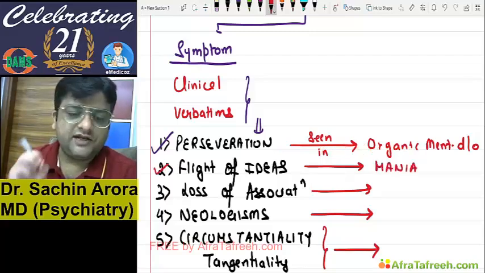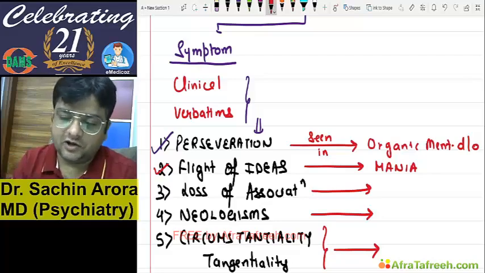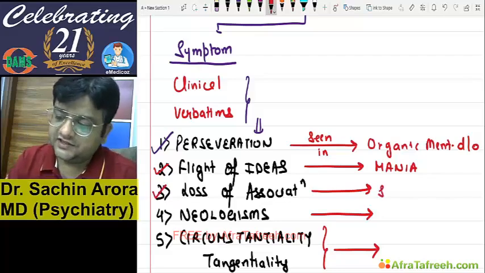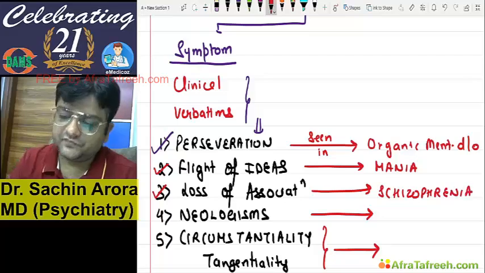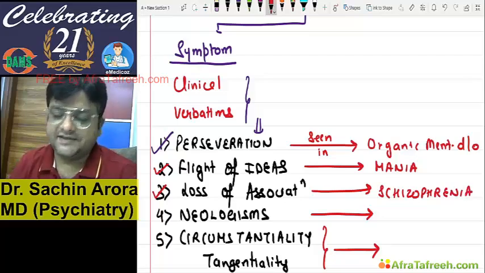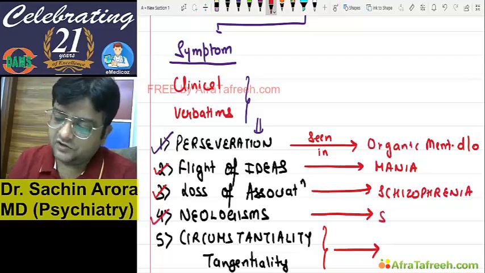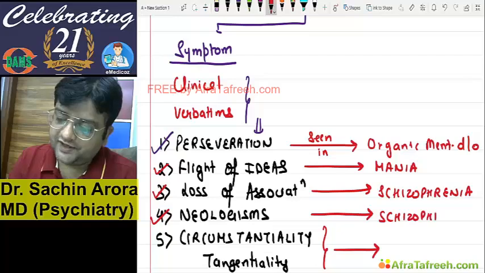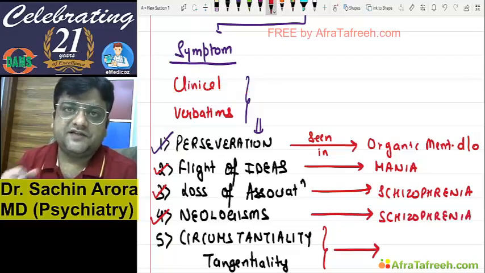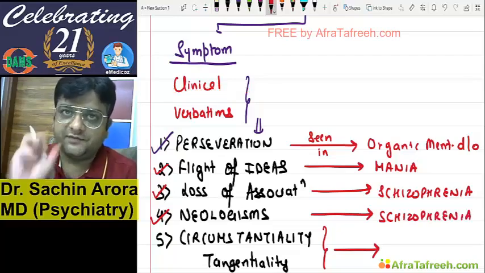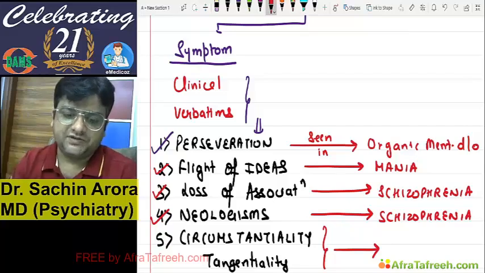And when there is absolutely no connection, we call it loss of association, seen in schizophrenia. Same with neologism, new word formation, also schizophrenia. When new words are formed by the patient, you will get a clinical question in which there will be a word not understandable by the examiner but understandable by the patient.